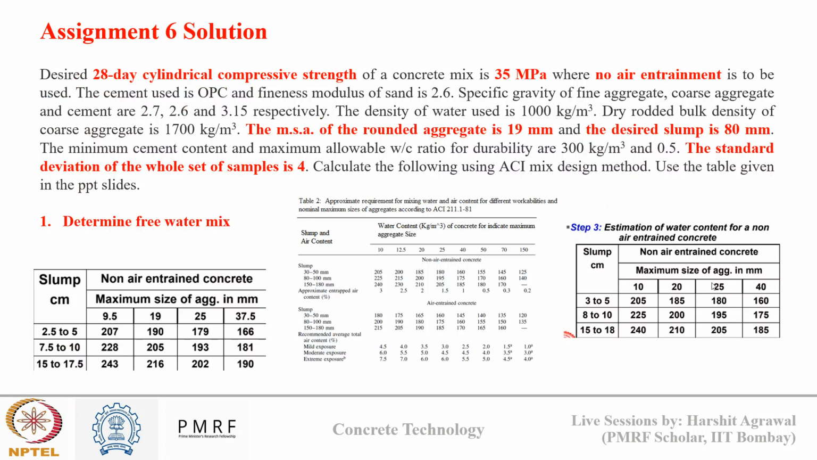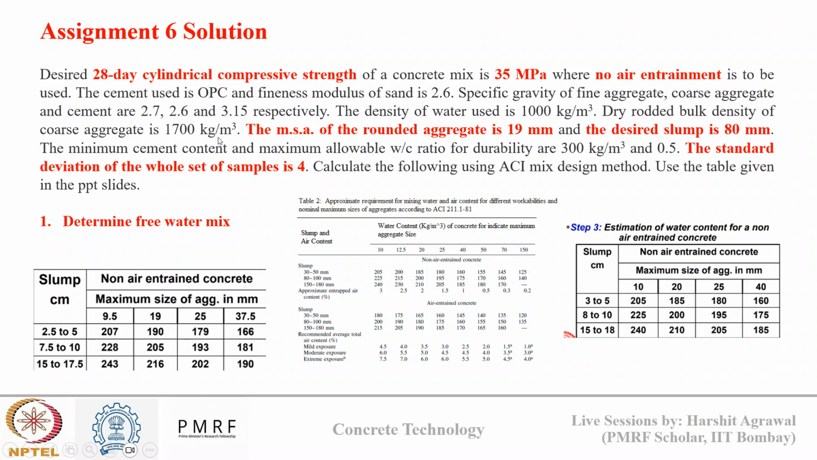So now, before moving ahead, I will address three doubts from the last session based on assignment 6 first. This was the question of mixture design based on ACI method that was there in the assignment. The question says the desired 28-day cylindrical compressive strength of concrete is 35 MPa, and no air entrainment is to be used. The cement used is OPC and the fineness modulus of sand is 2.6.